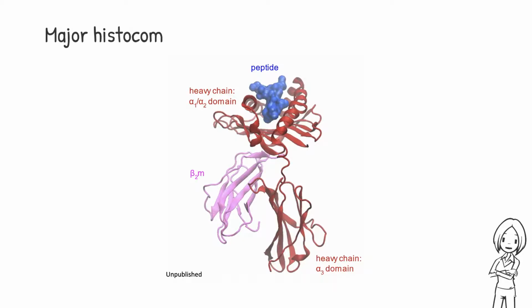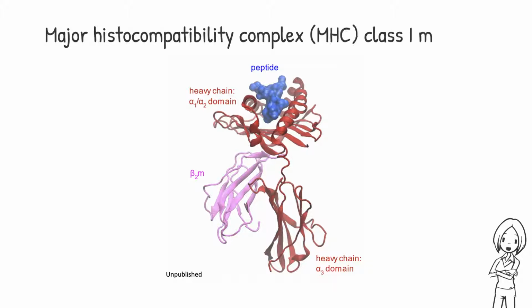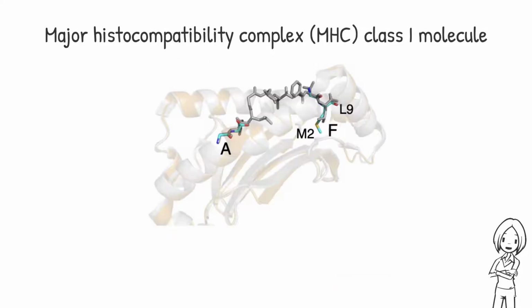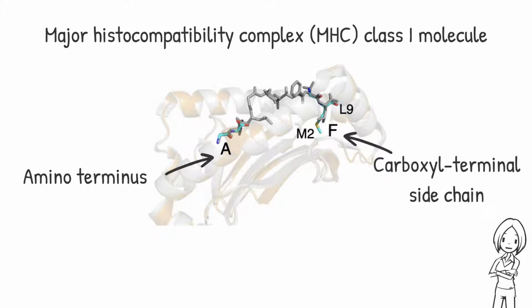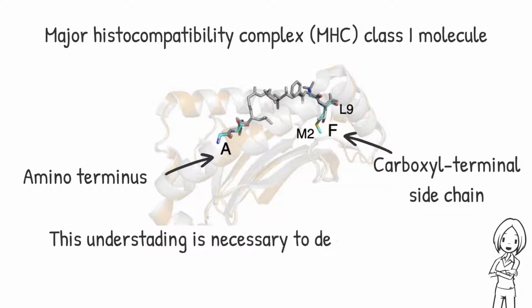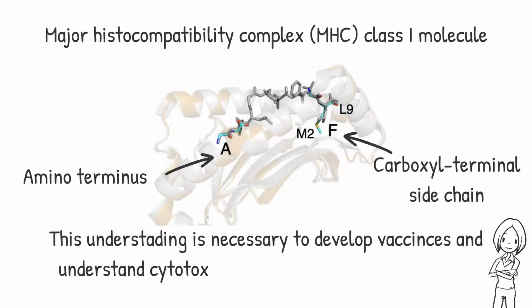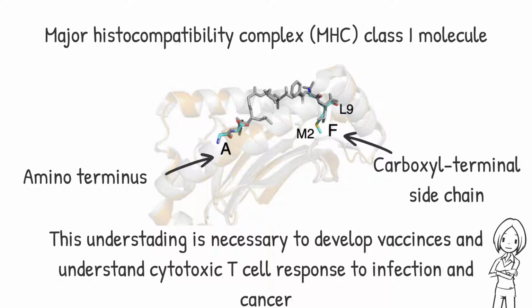Major histocompatibility complex class 1 molecules present high-affinity binding peptides to cytotoxic T cells on the cell surface. These peptides have a low dissociation rate because they fit really well into the tightly defined pockets in the binding groove, where the A pocket binds the amino terminus of the peptide and the F pocket the carboxyl terminal side chain. Understanding these binding mechanisms is necessary to develop peptide vaccines and understand the cytotoxic T cell response to infection and cancer.